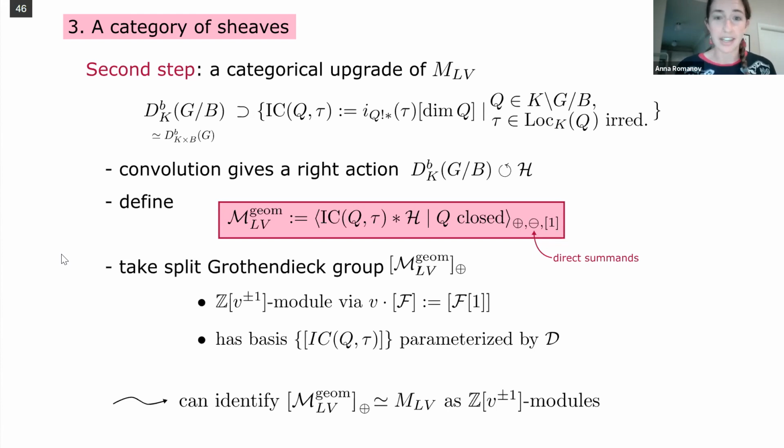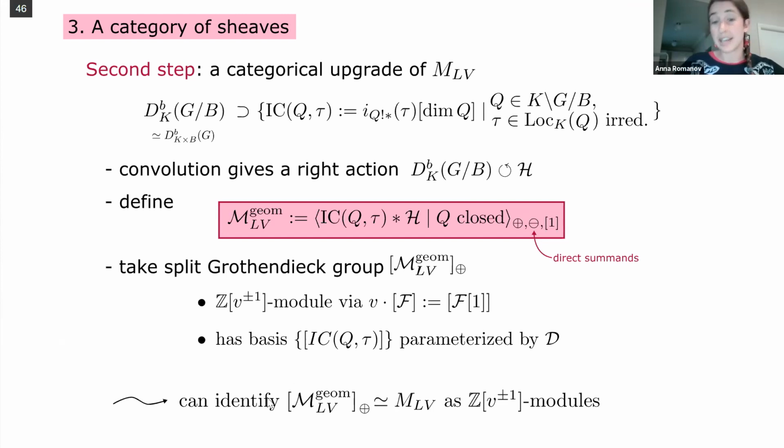So again, we can take its split Grothendieck group and degroup. And in this case, it's not a monoidal category, and so it doesn't have the structure of an algebra when we take the split Grothendieck group, but we can still give it the structure of a Z[v, v^-1]-module in the same way we did before, by asking that v just act by a grading shift. And then this is just some Z[v, v^-1]-module that has a basis given by IC sheaves that's parameterized by the set that we care about.